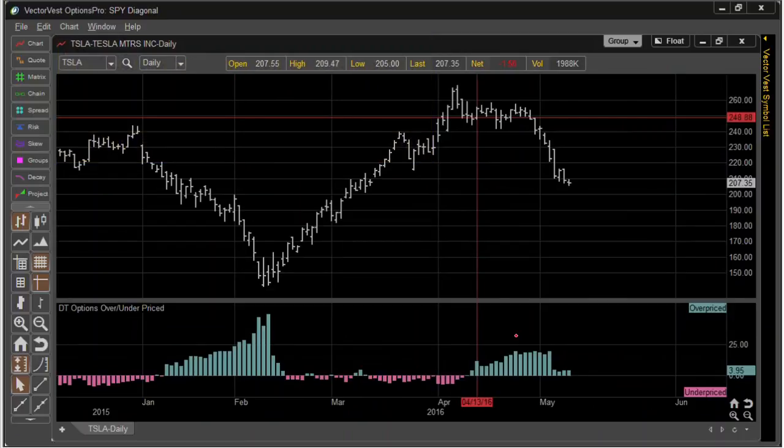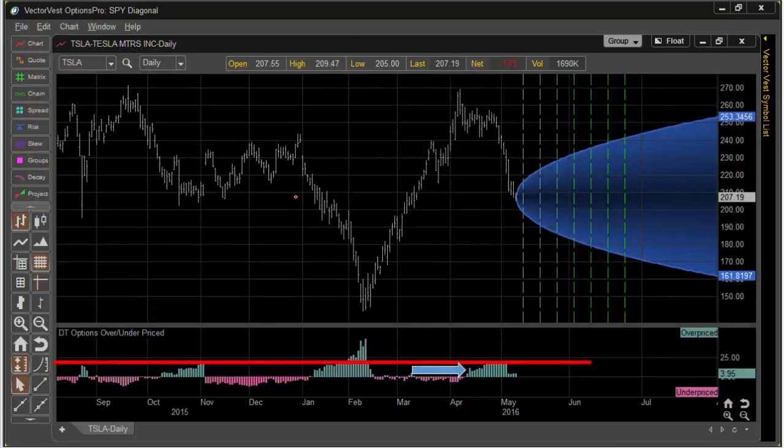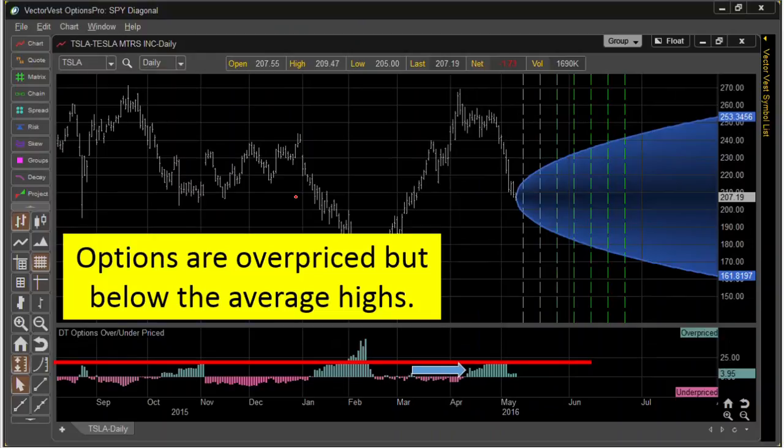So let me put up another scenario here. I want to put a case study on this. On April 13th, we did a Tesla bull put. Now, why did I do it on April 13th? Well, the stock was up that day. Options were overpriced. But remember, it wasn't near like these levels up here. We still had a lot of room there. Okay? Overpriced, but options are below the average highs. I mean, this is where the peak kind of came in. I don't want to be doing the trade here. I want to be doing the trade more up into this area.